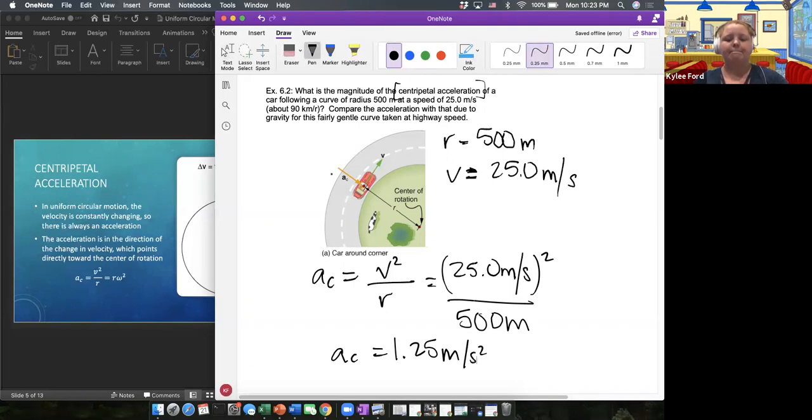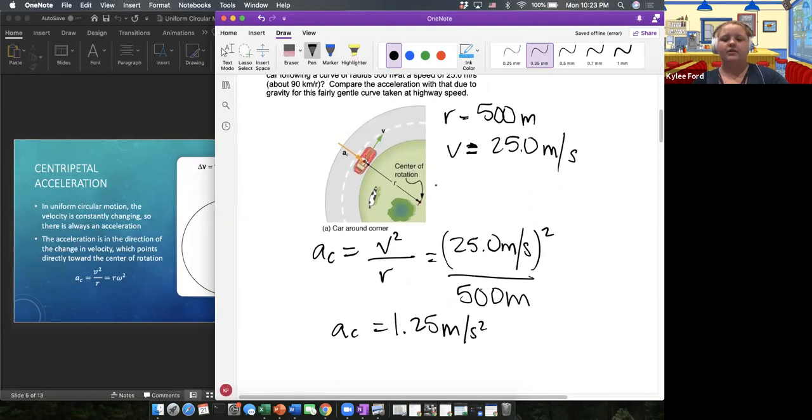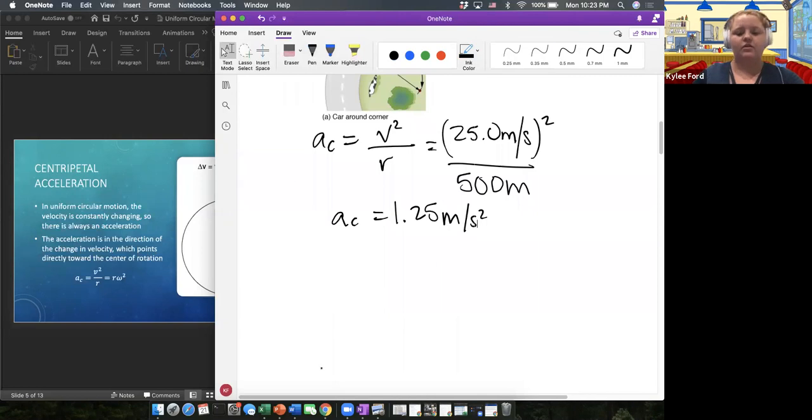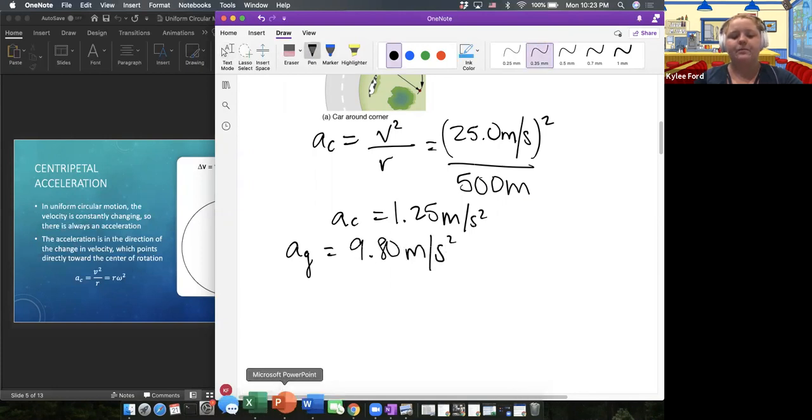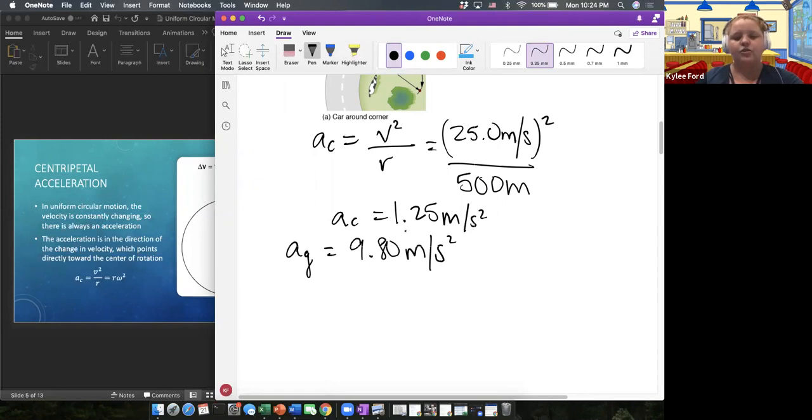Now, that is our centripetal acceleration. Now I want to compare that with the acceleration due to gravity. So remember our acceleration due to gravity, I'm just going to label it that way, is 9.80 meters per second squared. So if I want to compare that, I could say AC divided by AG, and I would plug those into my calculator.